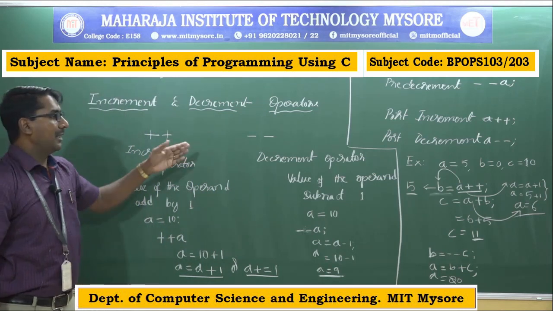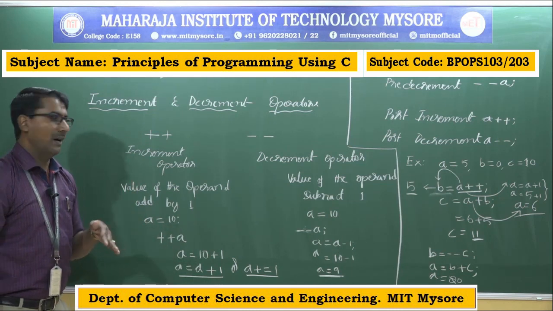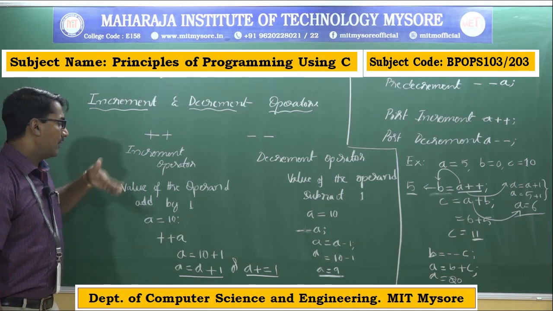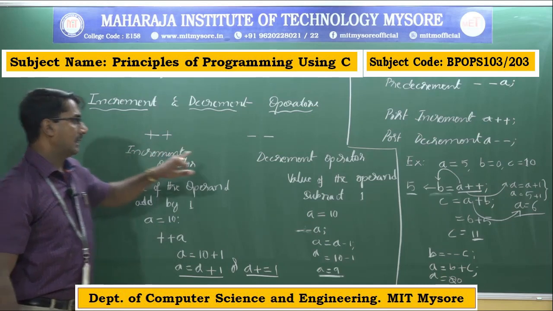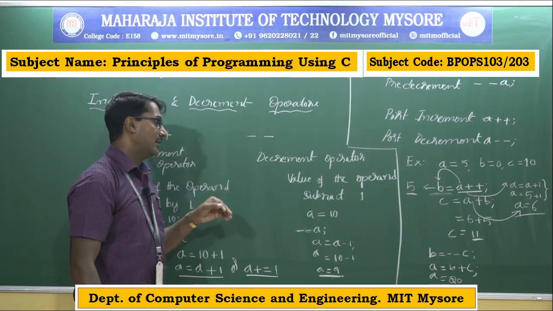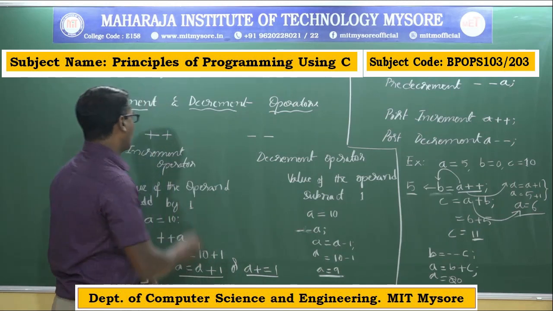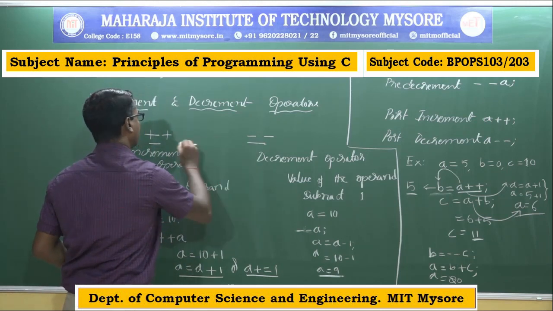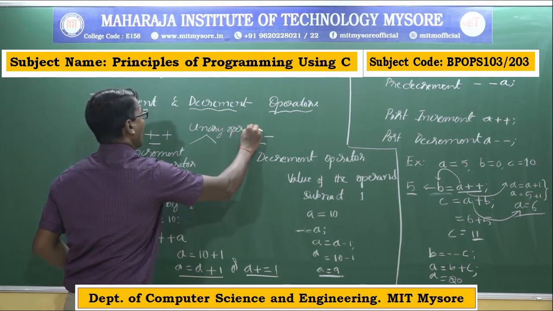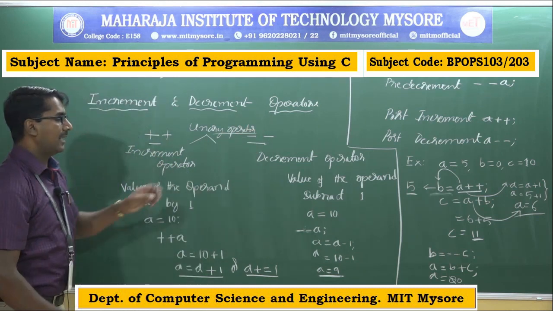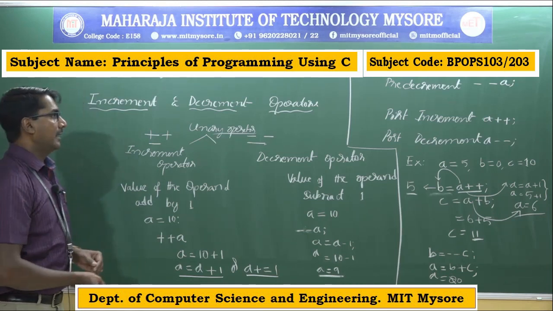So increment and decrement operators are used for adding 1 to and subtracting 1 from the operand value. In the increment operator, the value of the operand is incremented by 1, meaning 1 is added to the operand. The operator is plus plus, and the decrement operator is minus minus. Here the value of the operand is decremented by 1. These two operators are unary operators. These operators are mainly used in loop statements or iterative statements.